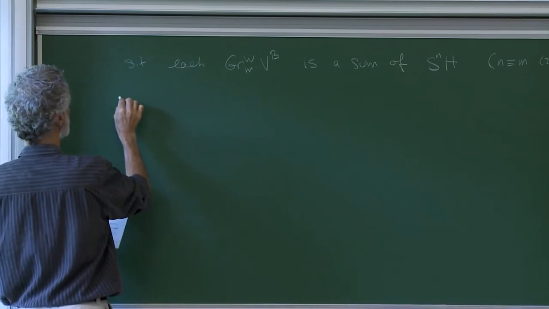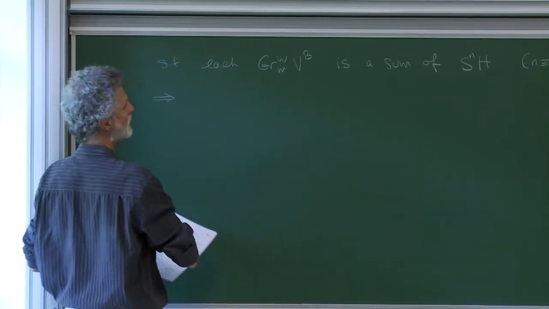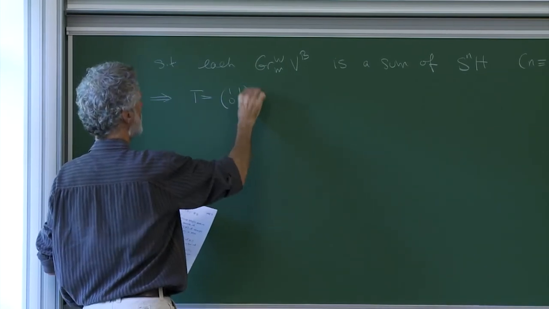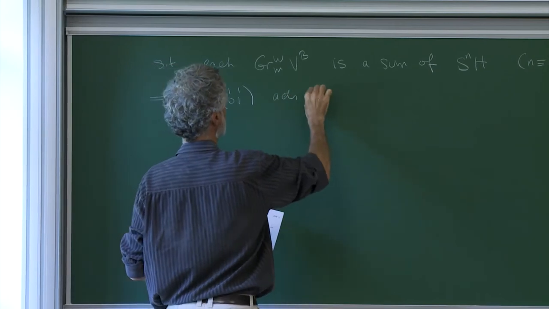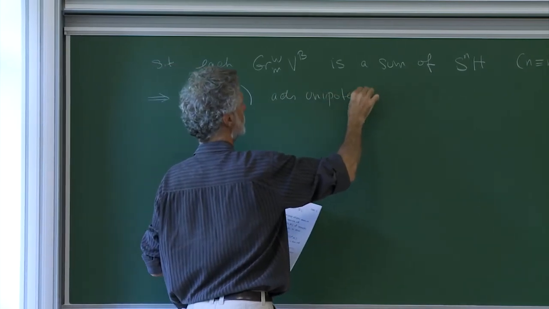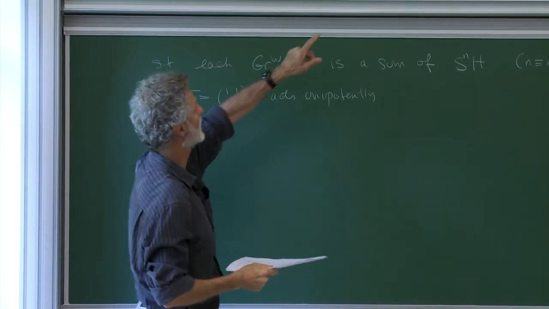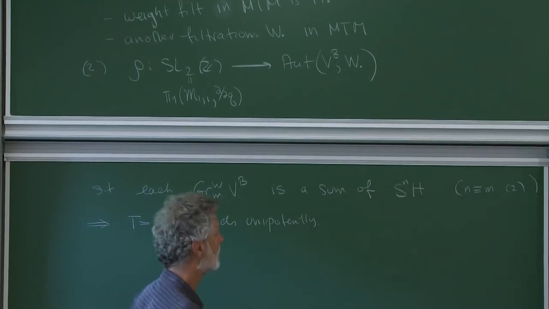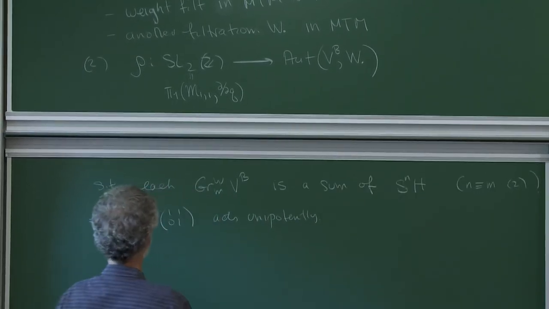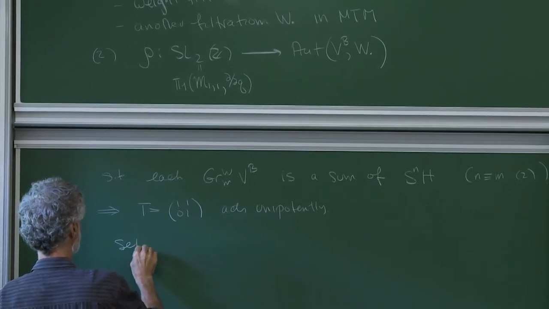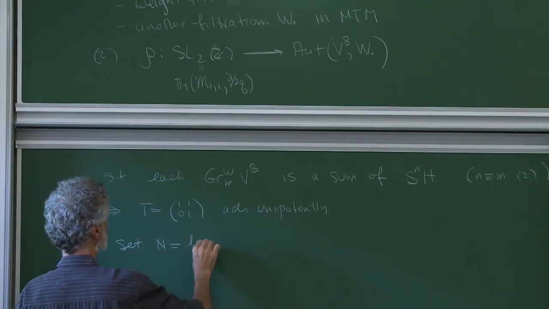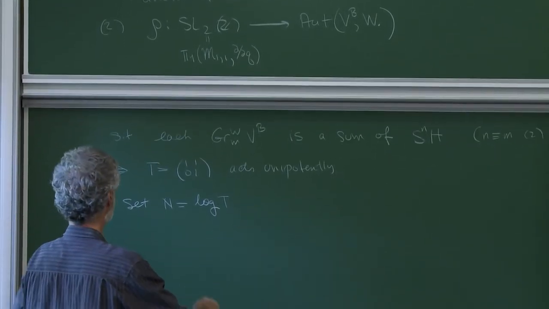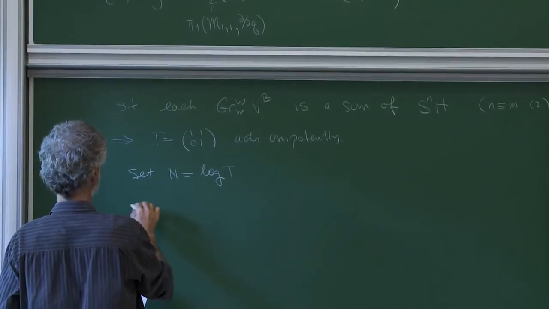And note that this implies, for example, that T, which is the matrix 1101, acts unipotently. Because you have the filtration W, and each graded quotient is one of these, and T acts unipotently on each graded quotient. So we're going to set N equal to log T. And you can add this as a requirement here or later.